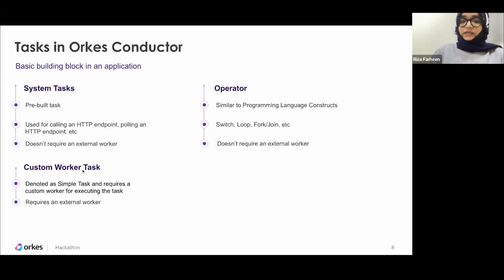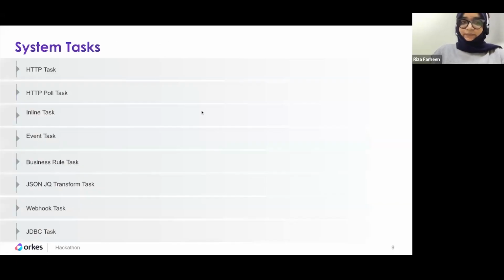And the third one is the worker task, which will be denoted as simple or the worker task in Orkes Conductor, which means that it requires a custom worker, but it is to be set up outside the Orkes environment. That is what we mean by requiring an external worker. Now let's look at the different system tasks. Conductor has HTTP tasks, HTTP poll tasks, inline tasks, event tasks, business rule tasks, JSON JQ transform tasks, webhook tasks, and JDBC tasks. Apart from these, there are other system tasks which we are working on and which would be available on our platform soon.